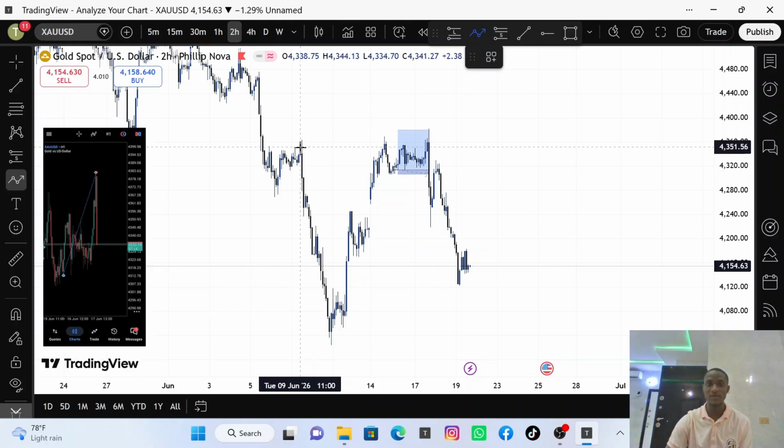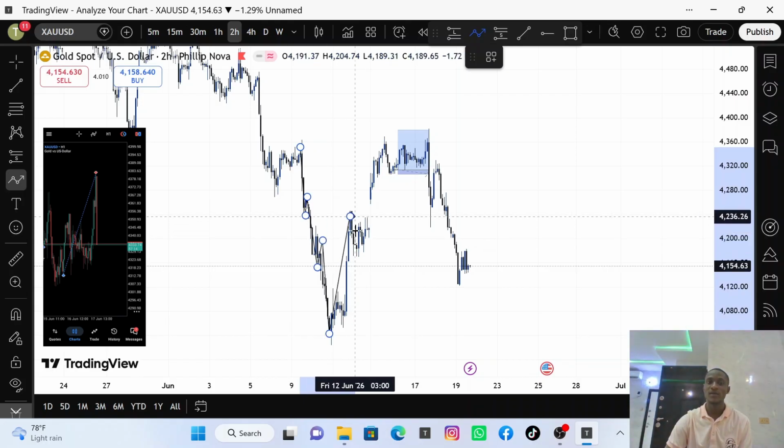So as you can see, market was giving us what? Lower low, lower high, lower low, lower high, lower low. Then finally market broke this high here. So the moment market broke this high, market was telling us that what? I'm no longer in a downtrend. I am in an uptrend. So I'm looking for more buys now.